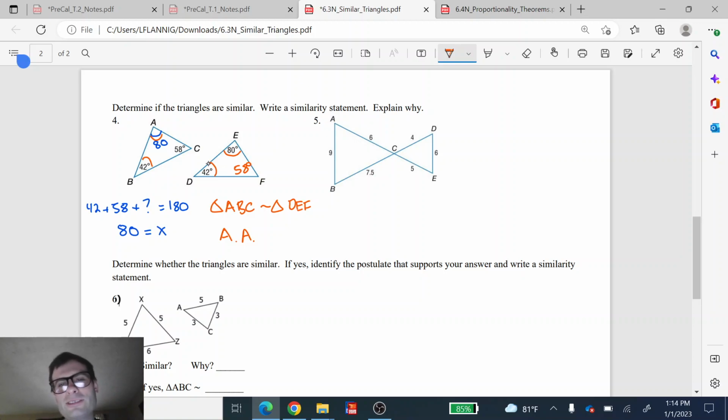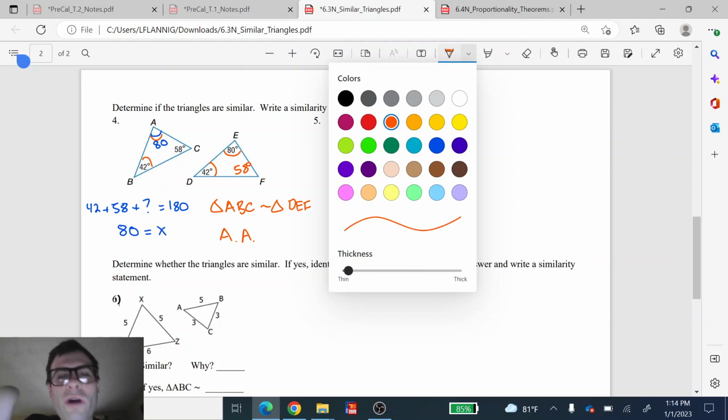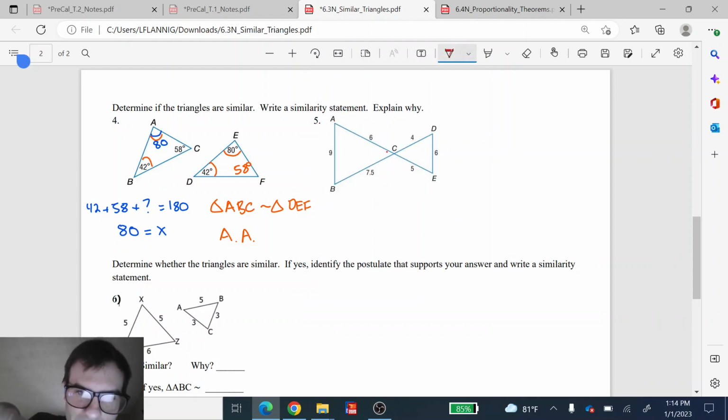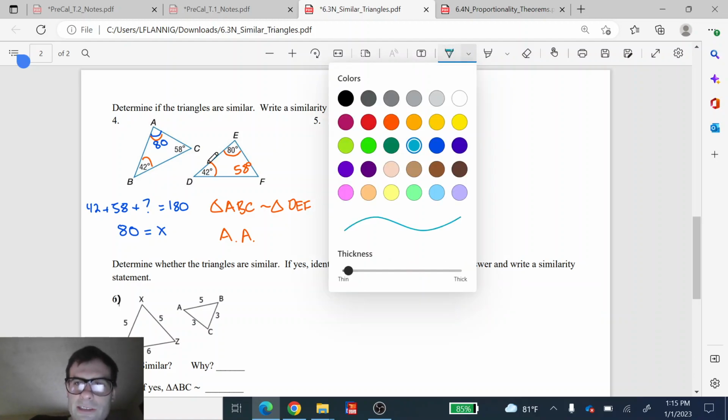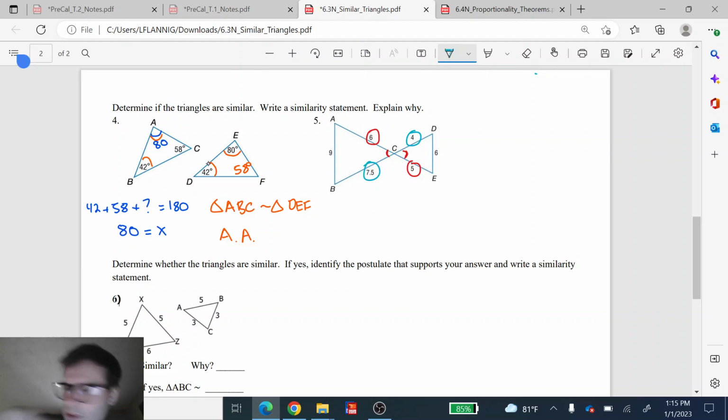This one we don't have any angles, but we do have some sides. Actually, we do have one angle, and it's because we know about vertical angles. So we know this and this, these two angles, angle ACB and angle DCE, those are congruent. All right, so now we have to figure out which sides we're gonna use. And we have to definitely find a scale factor and make sure that they're the same. So I have to make sure that this and this share a scale factor with this and this.